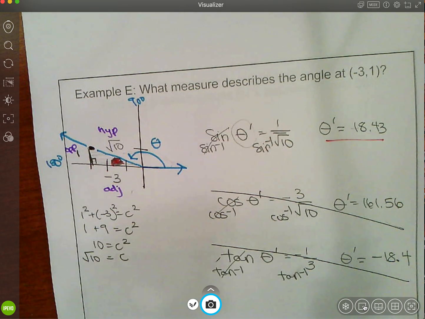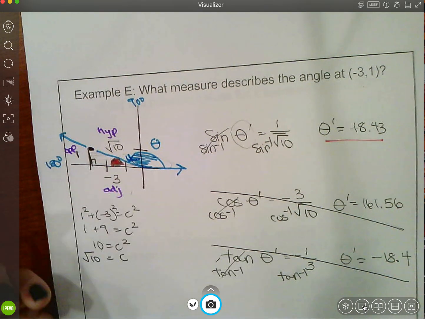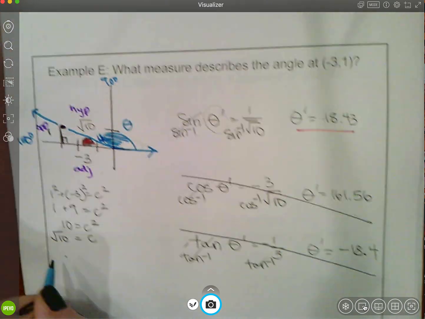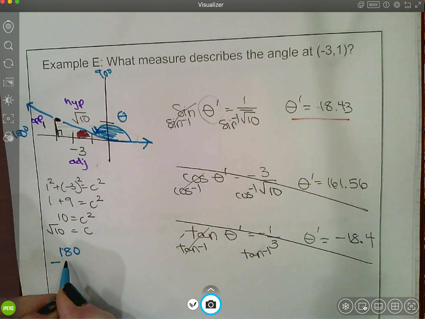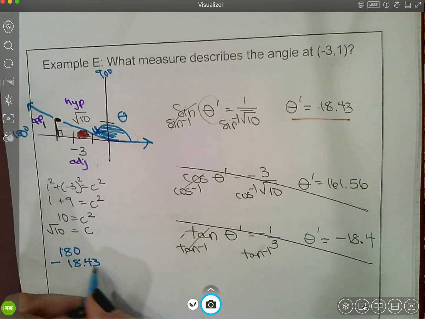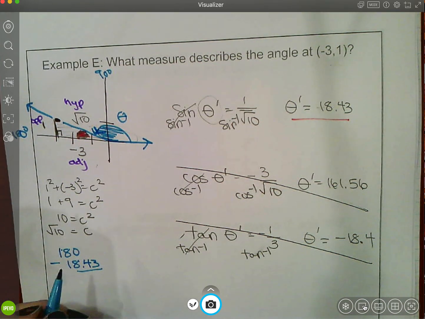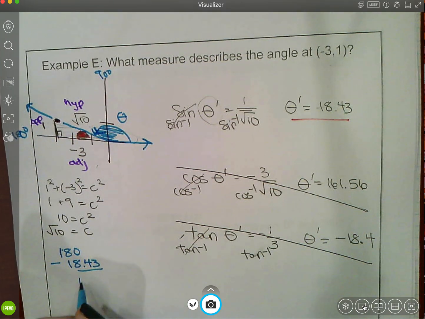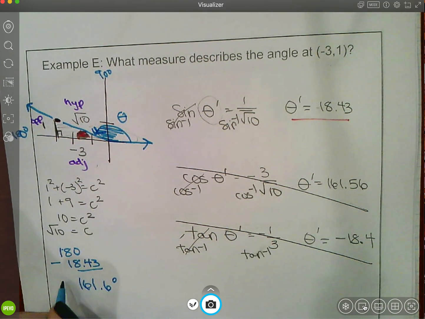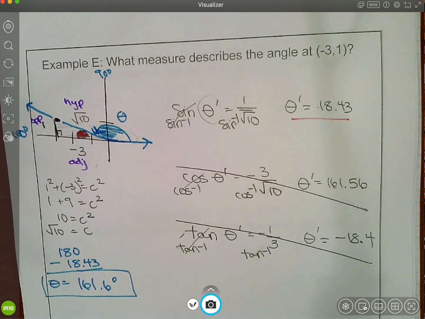So to finish this problem, though, we remember the angle we want is actually all of this. So we will do 180 minus 18.43, because the spinner is going not all the way to 180. You have to back it up that 18.43. And what does that even land us on? I think 161.6 degrees is the measure of that angle.